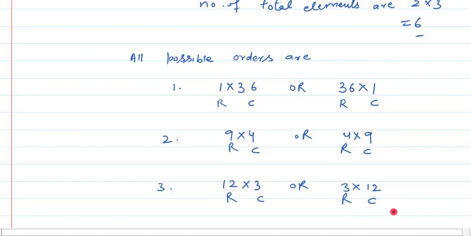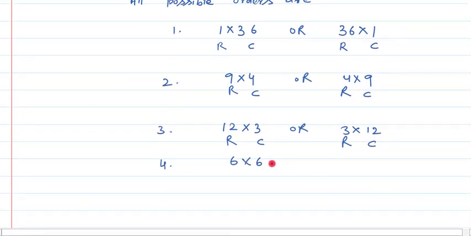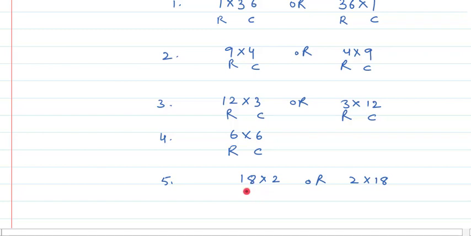Next option is of the type 6 by 6, because 6 by 6 is again giving us 36 elements. So means this matrix is having 6 rows and 6 columns. Next that we can have is 18 by 2, or 2 by 18. Means matrix either with 18 rows, 2 columns, or 2 rows, 18 columns.